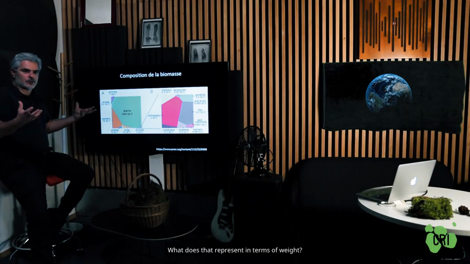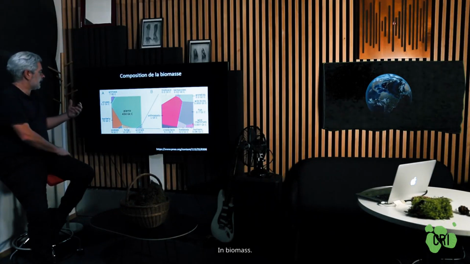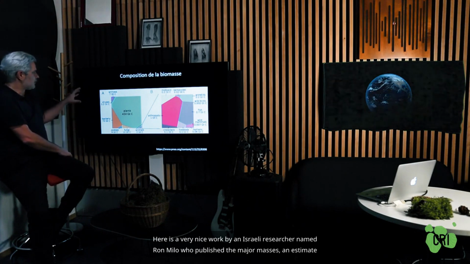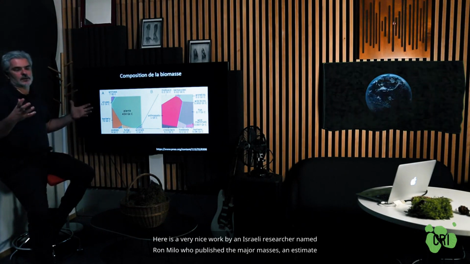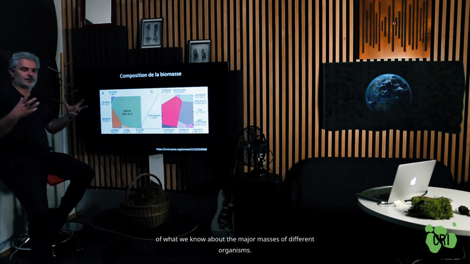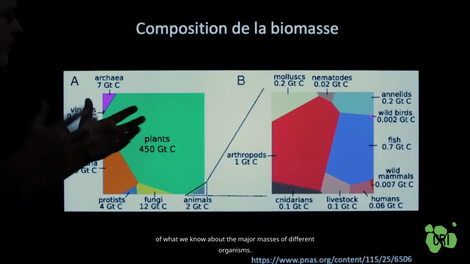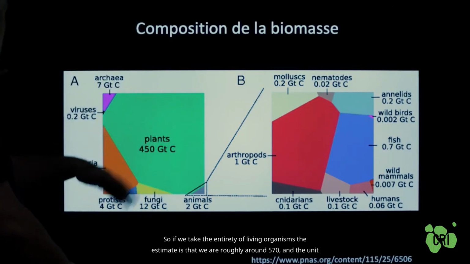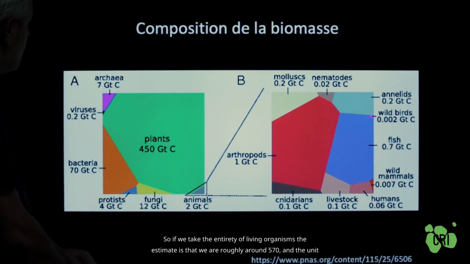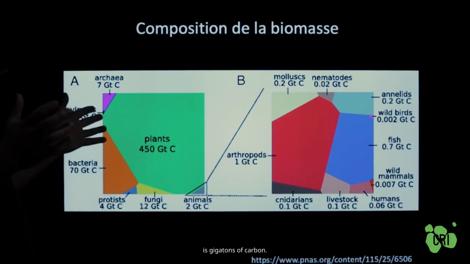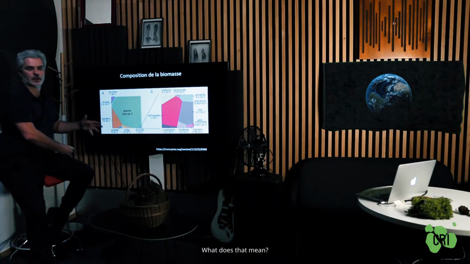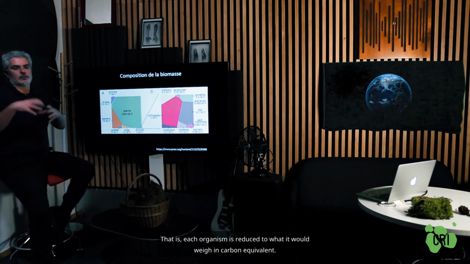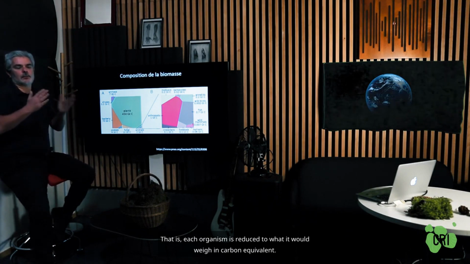What does that represent in terms of weight in biomass? Here is a very nice work by an Israeli researcher named Ron Milo, who published The Major Masses, an estimate of what we know about the major masses of different organisms. So if we take the entirety of living organisms, the estimate is that we are roughly around 570, and the unit is gigatons of carbon. What does that mean? It means 570 billion tons of carbon. That is, each organism is reduced to what it would weigh in carbon equivalent.